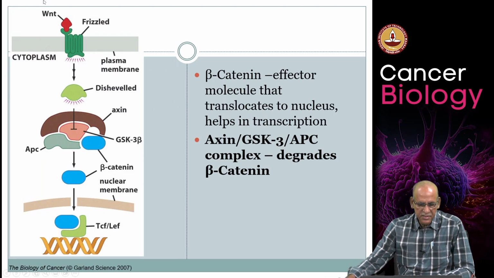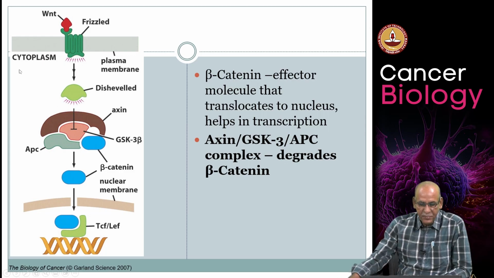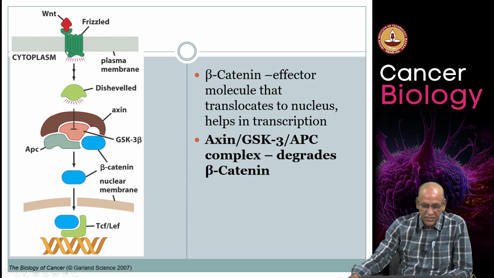This is how it happens. The Wnt ligand binds to the frizzled receptor. You can see it is very similar to transmembrane serpentine receptors, so it is called a frizzled receptor. Once it binds, the signal is passed on to what is called disheveled.